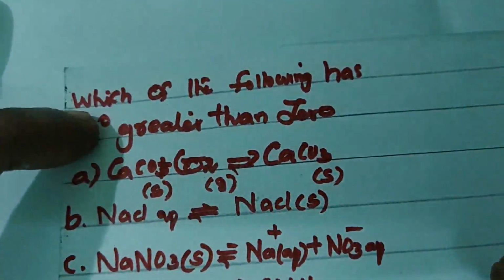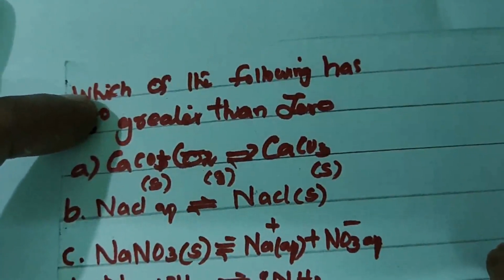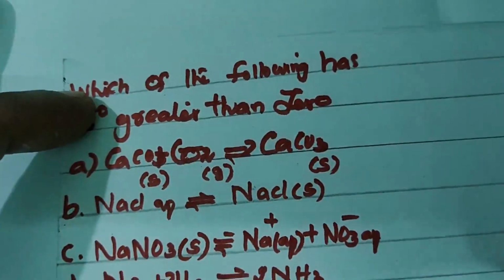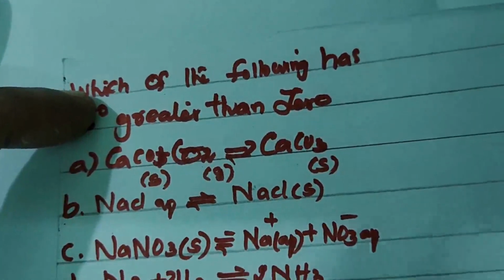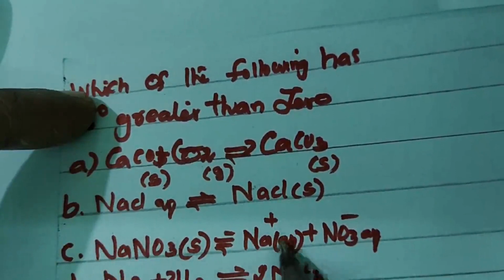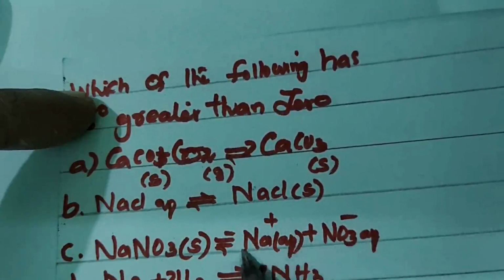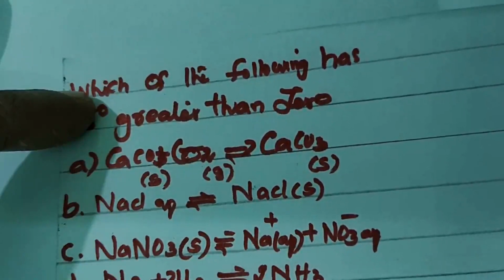Then second is sodium chloride in aqueous state. Aqueous state means the ions Na plus and Cl minus are free, but sodium chloride solid is in the combined form. That's also entropy decreases. Sodium nitrate solid state to Na plus aqueous and NO3 minus aqueous: in solid state the ions are held together by strong electrostatic force of attraction, hence randomness or disorder is low. But in aqueous state the ions move freely toward the opposite electrodes, so the entropy increases.